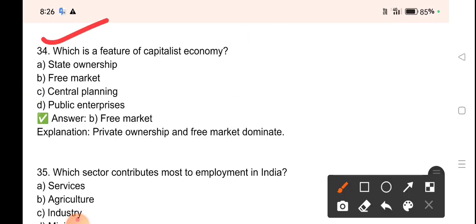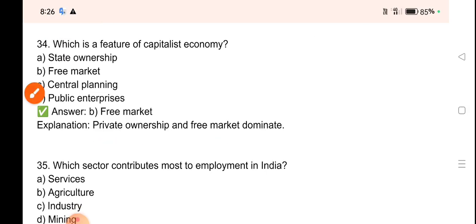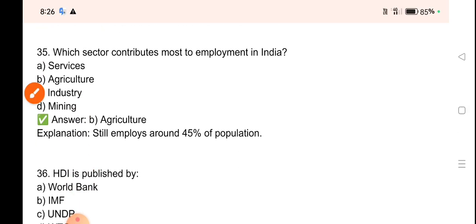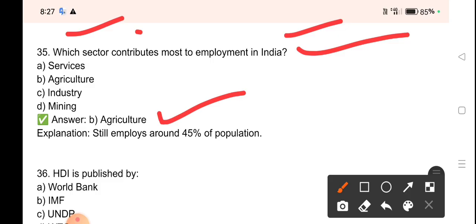Which is a feature of capitalist economy? Free market. Free market is a feature of capitalist economy. Private ownership and free market dominate. Which sector contributes most to employment in India? Agriculture. The agriculture sector contributes most to employment in India. Still employs around 45% of the population.